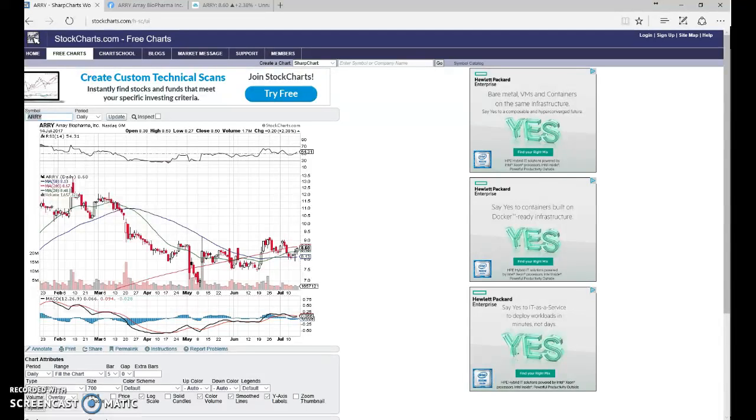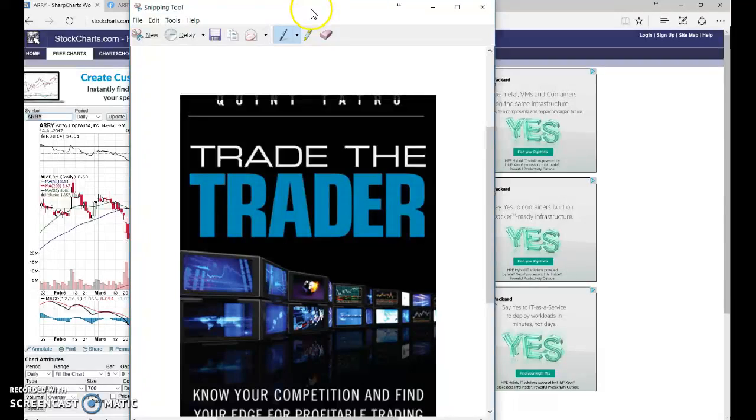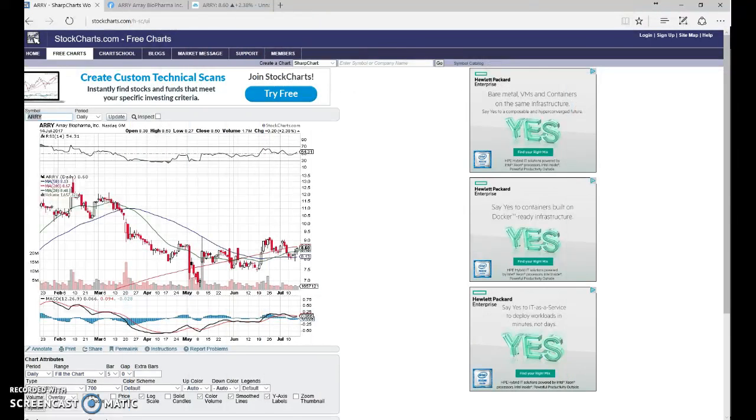Something I learned from that is this book called Trade the Trader, a very good book that I recommend. It talks about how you're competing against other traders. We call it the market, but honestly, we're just competing against other traders. Just like in poker, when you go to a poker table, you're competing against other poker players. The only difference here is that you cannot see your opponent. We just call it the market.